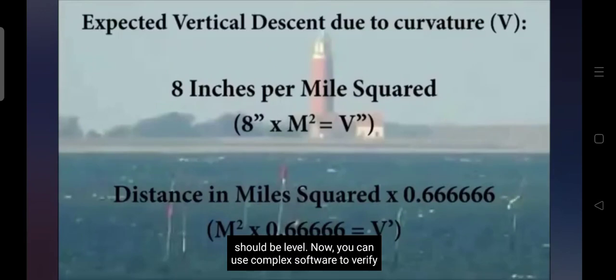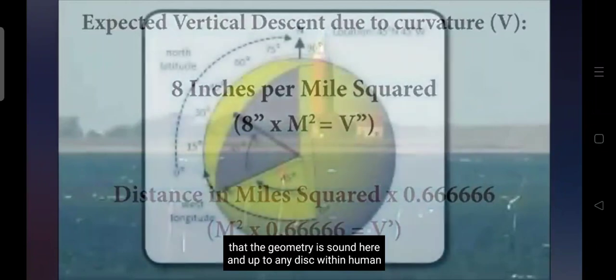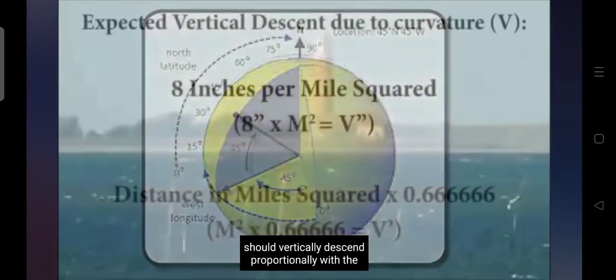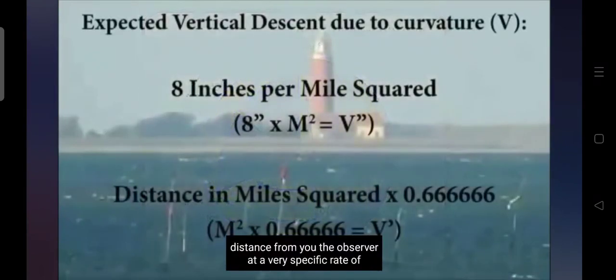Now, you can use complex software to verify that the geometry is sound here, and up to any distance within human capacity to observe, this equation works very nicely, up to several hundreds of miles. So, an object that is taller than the water level, say a boat or a lighthouse or a skyscraper, should vertically descend, proportionally with the distance from you, the observer, at a very specific rate of 8 inches per mile squared, assuming that the Earth is a ball with a radius of about 4,000 miles.